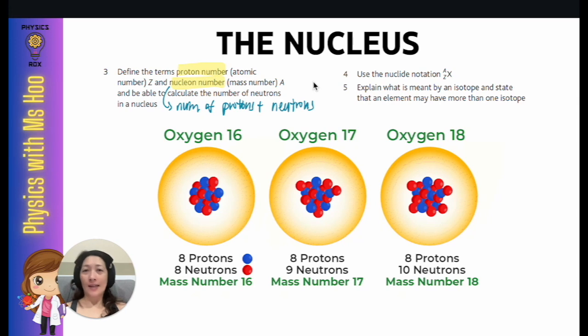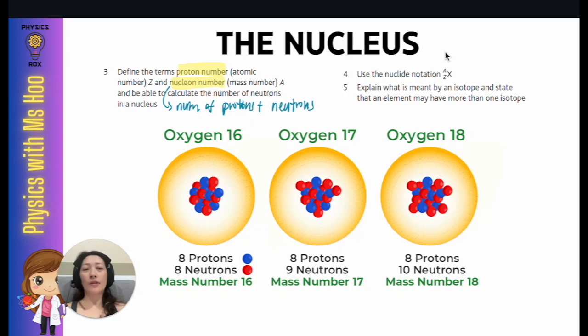So you'll find that because the protons and neutrons have roughly the same mass, the mass of the atom is actually equal to the number of nucleons. So that's why the mass number is the same as the nucleon number. So from this, you should be able to calculate the number of neutrons. Basically, you just take the nucleon number minus the proton number, and you get the number of neutrons.